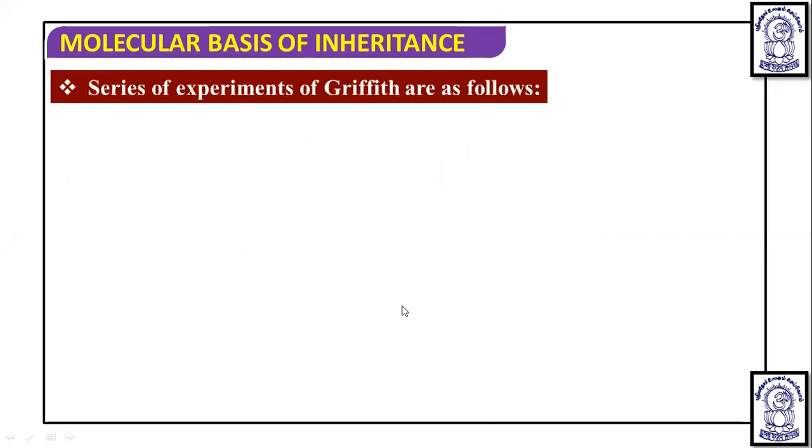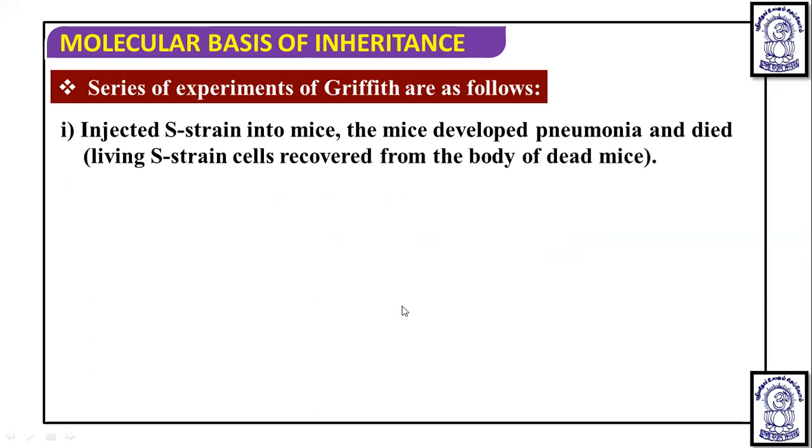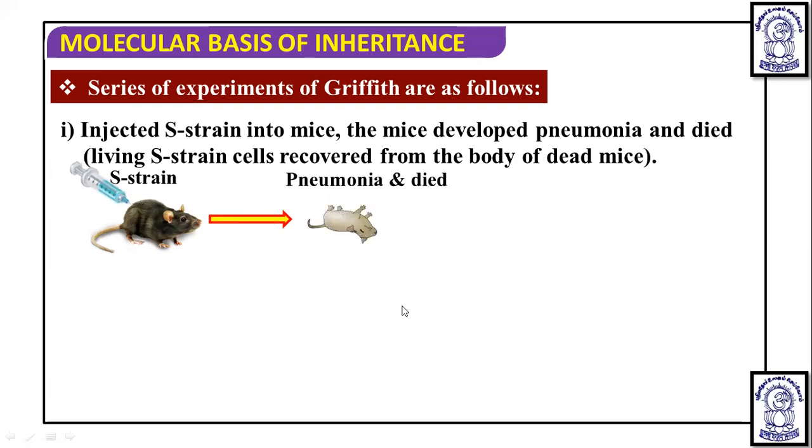The series of experiments of Griffith are as follows. He took the S strain and the R strain and infected mice with them. First, he injected the S strain, which is a virulent strain, into the mice, and they developed pneumonia, and in the end the mice died. So living S strain, if injected into mice, causes death due to pneumonia, and from the mice, living S cells are recovered.